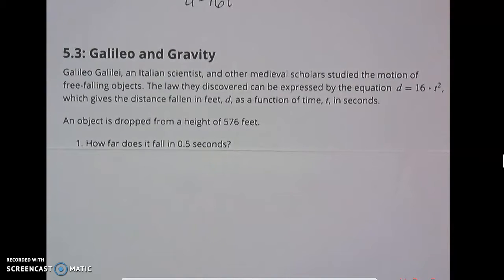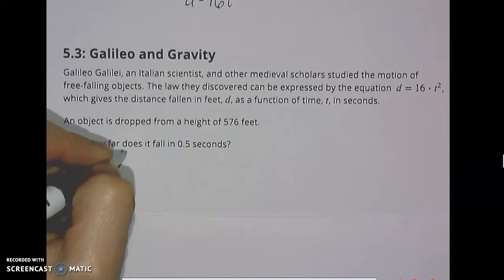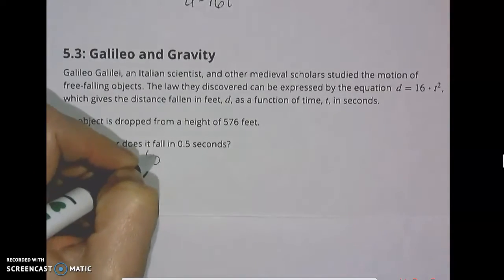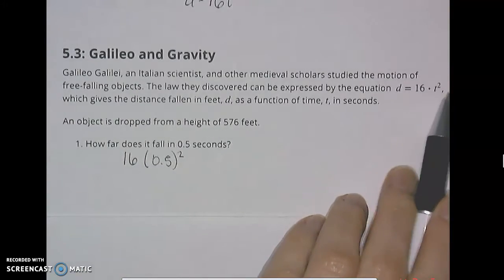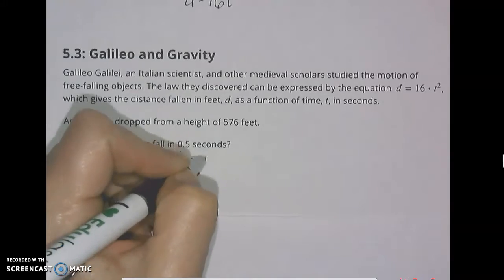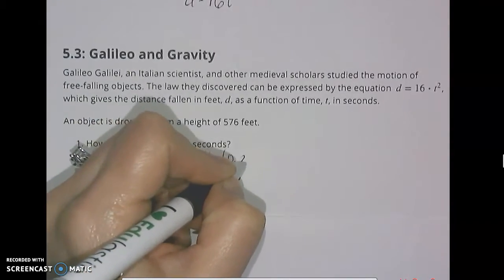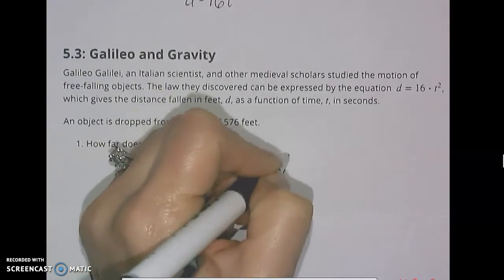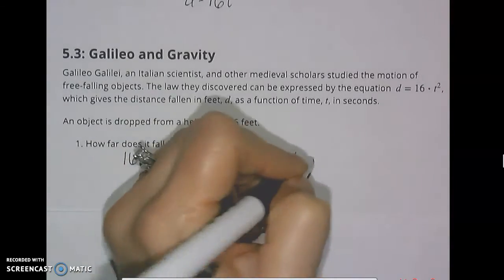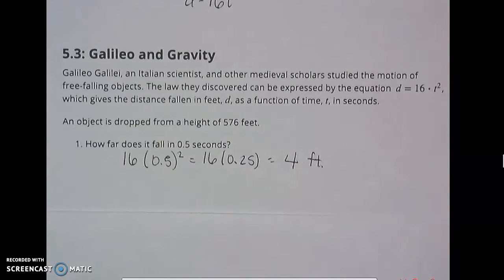You would have to use a conversion rate. So we have that an object is dropped from a height of 576 feet. And we want to know how far it fell in 0.5 seconds. Okay, so we want to take that 16, and our time here is 0.5, and we're going to square it because we're using that formula, distance equals 16 times t squared. Well, here, this would give us 16 times 1/4, or 25 hundredths. And when we're multiplying those two things, we would get 4. So it would fall 4 feet. Okay? In a half a second, it would fall 4 feet.